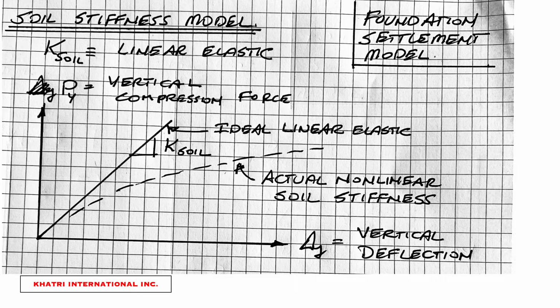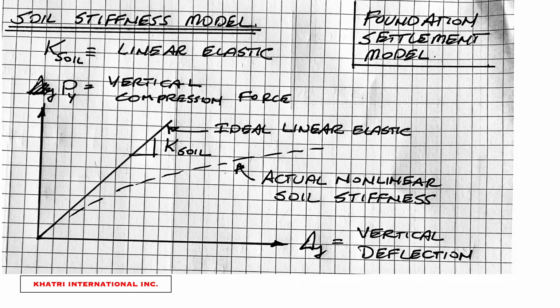Vertical stiffness is modeled using a linear elastic stiffness model. In this graph, I've shown schematically how that stiffness really looks. On the vertical axis, you have the vertical compression force on the column acting downward on the footing. Everything here is positive, but obviously in the actual model, it would be a negative deflection.